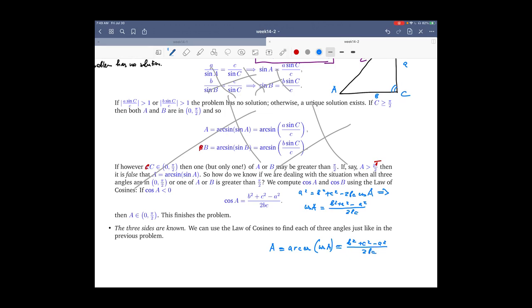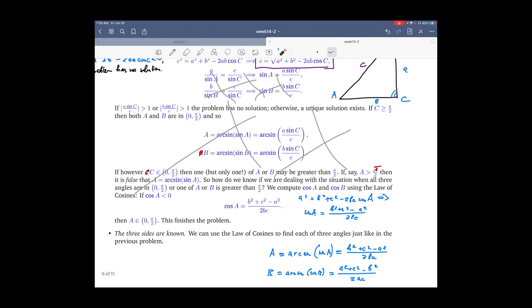And the same with B. B is arc cosine of cosine B, and that should be a squared plus c squared minus b squared divided by 2ac. Yeah, finding cosine is much better than finding sine, because when you have cosine, you can just take arc cosine. You don't need to know where your angle is.